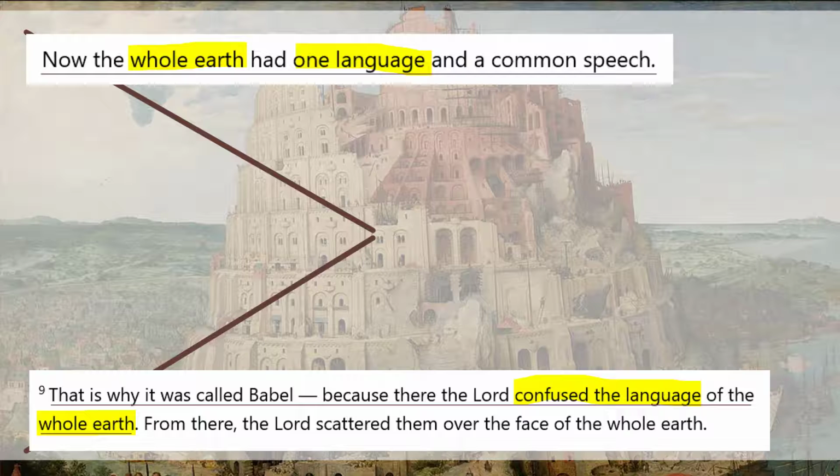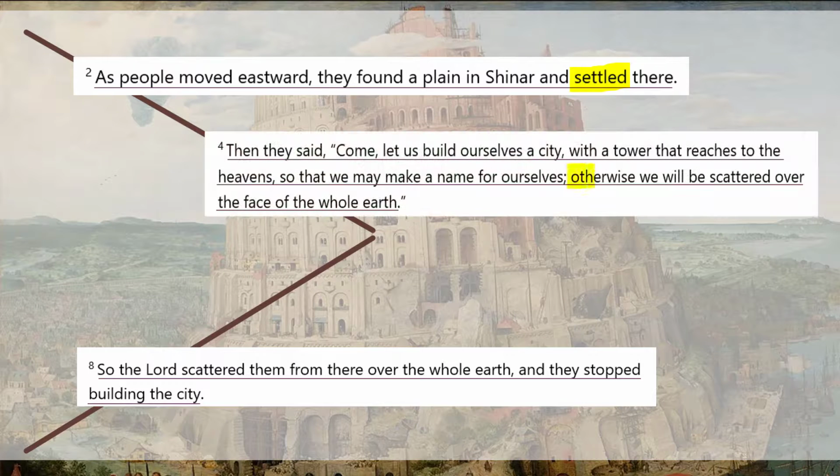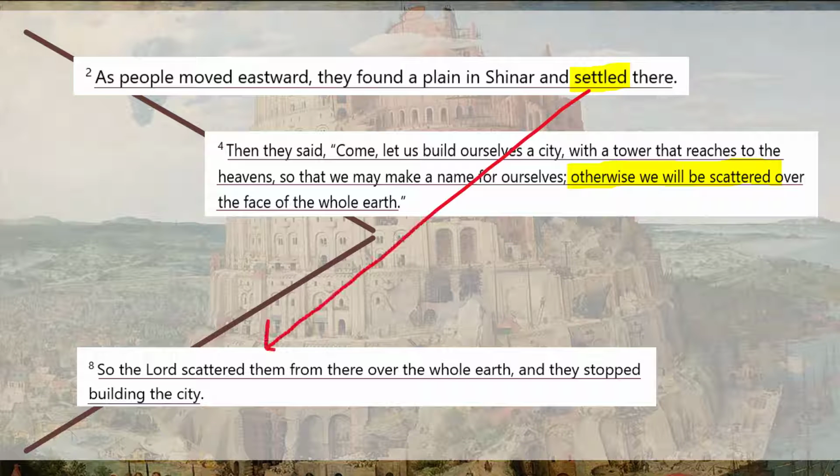If we go to the next verse, it says, as the people moved eastward, they found a plain in Shinar and they settled there. And that is exactly what their goal is, yes? They don't want to be scattered. In fact, in verse 4, they say, otherwise, we'll be scattered all over the face of the earth. But if we look down to the opposing verse, to verse 2, which is verse 8, this settled comes down here and it turns up scattered, the opposite.